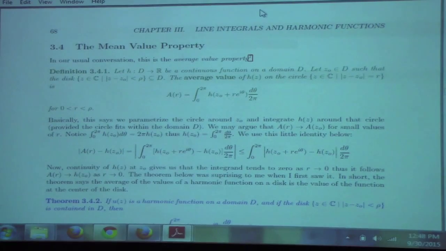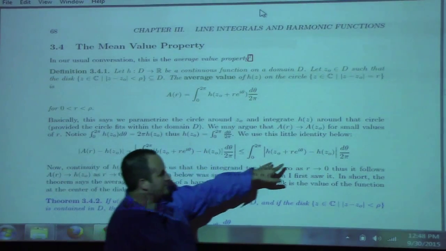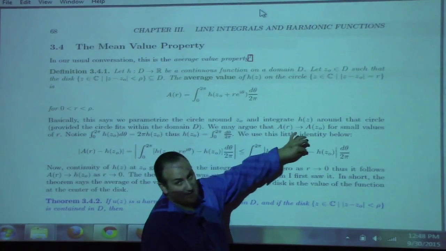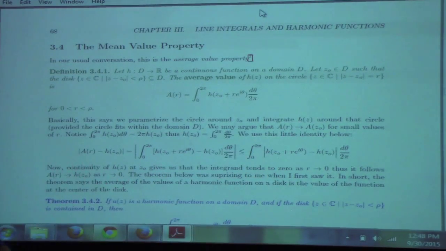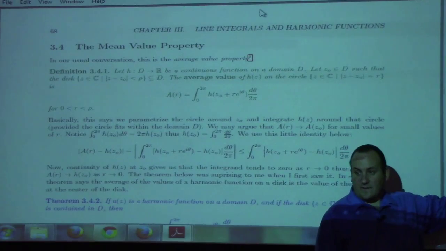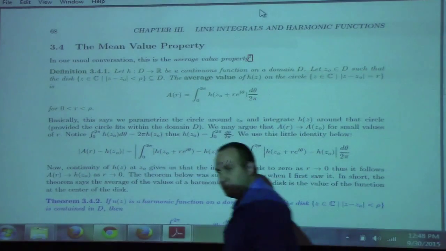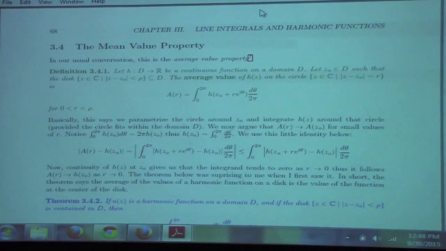Once you have that, as r goes to 0, you get a sub r going to h of z naught, because this shrinks to h of z naught minus h of z naught, which is just 0, and integrating 0, you get 0. So the point is that the average value function is continuous, and as r goes to 0, you get h of z naught. That shows that the constant we found, if you just let r go to 0, has to be exactly u of z naught in my current notation, which is the theorem we were trying to prove.